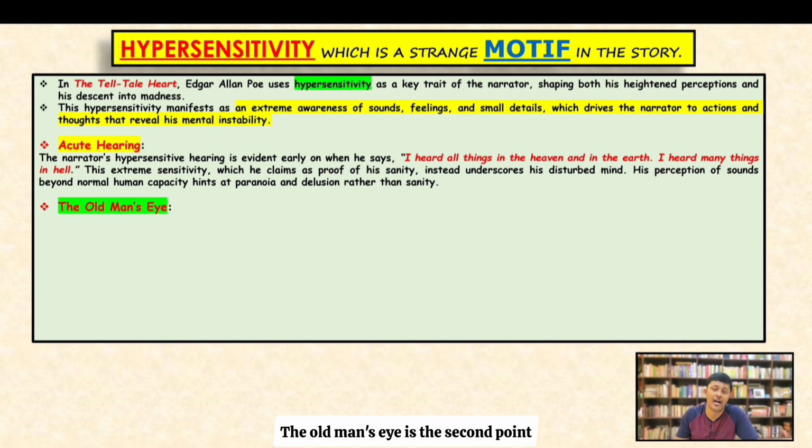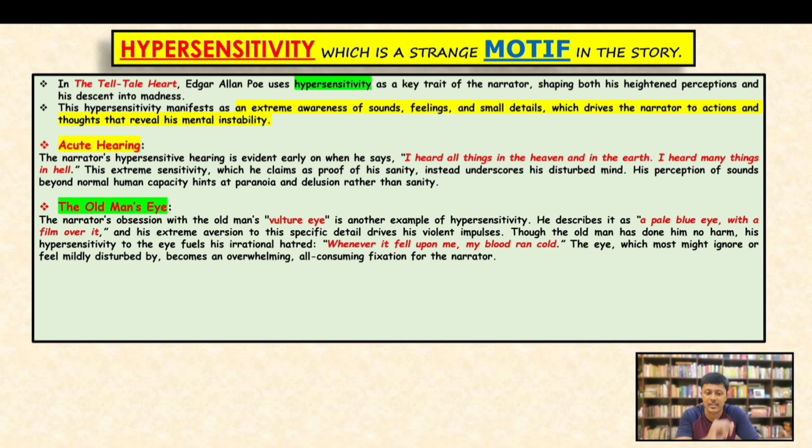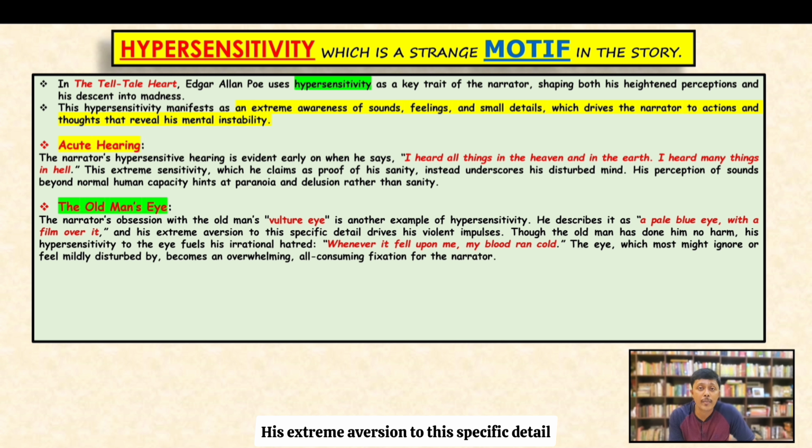The old man's eye is the second point that you need to understand. The narrator's obsession with the old man's eye, specifically the vulture's eye, is another example of hypersensitivity. He describes it as a pale blue eye with a film over it, and his extreme aversion to this specific detail drives his violent impulses, though the old man has done him no harm. He is so overpowered by it, his thought is so consumed by this.